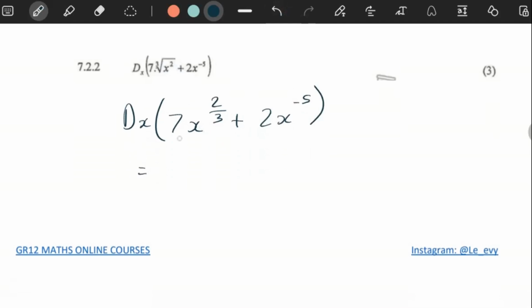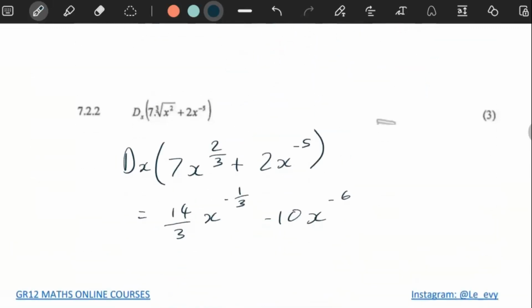If you're going to differentiate, you can say it's equal to this multiplied by 7, which gives us 14 over 3 times x. Remove 1 from the exponent. Negative 5 times 2 is going to give us negative 10. Remove 1 from the exponent, you have negative 6. That's your differentiated expression. They didn't say anything about leaving your answers with positive exponents, so you don't need to worry about that. You can just move on.